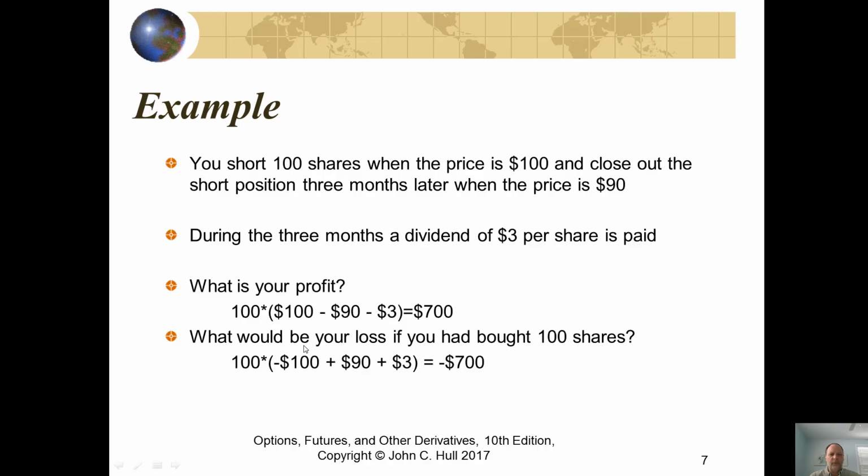The other side, what would be your loss if you had bought the 100 shares? Then you would have paid $100 per share, and you would have received a positive $90 when you sold it, plus $3 in dividends, for a loss of $7 per share times 100 shares, or a loss of $700. These two are, of course, the same, since the long and the short have to cancel out.